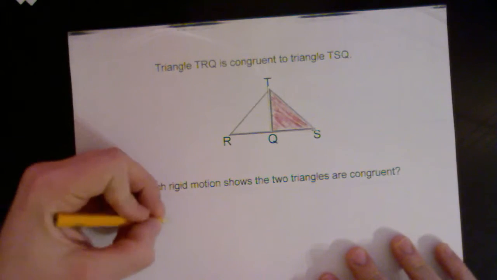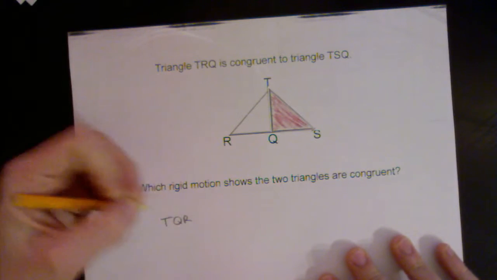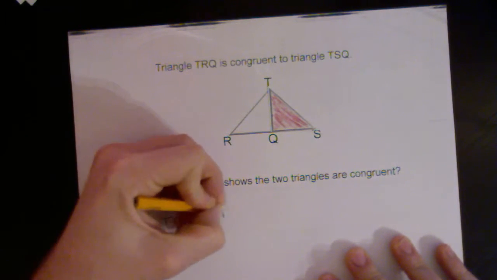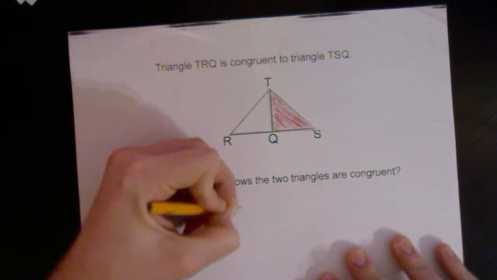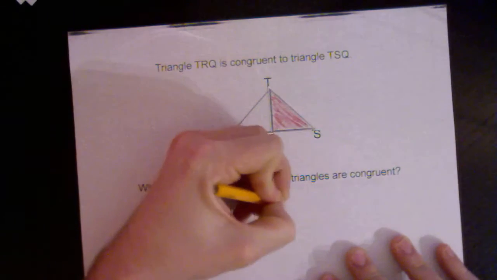So TQR is congruent to TSQ by reflection.